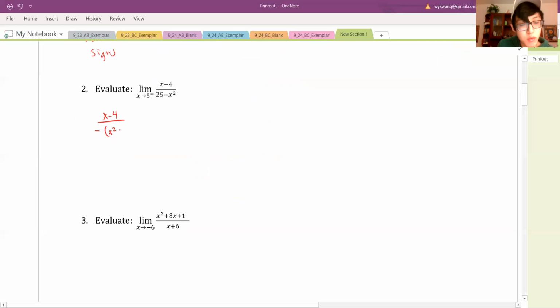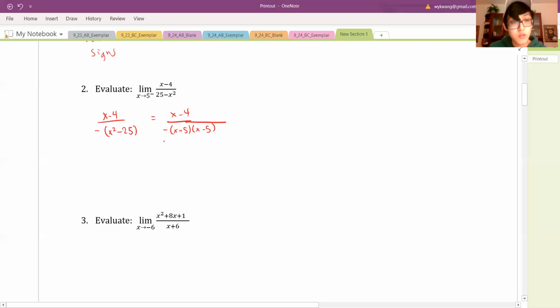So it'd be x squared, oh, actually, it doesn't work. It would be x squared minus 25. That's what would happen. So it would be equal to x minus 4 over negative, x plus 5 times x minus 5. So you're like, great, I factored it. Oh, I can cancel out. Oh, wait, no, I can't, because the numerator is x minus 4 and the denominator is x minus 5. I can't cancel anything out.